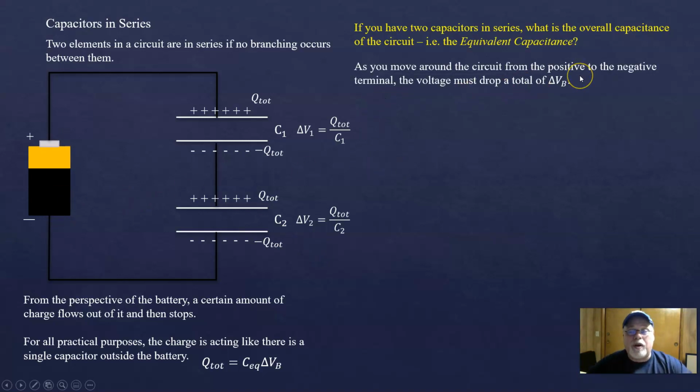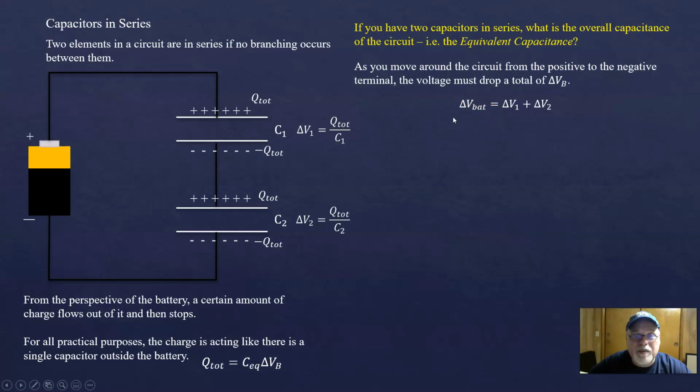As you move around the circuit from the positive to the negative terminal, the voltage has to drop a total that's equal to the potential of the battery. All right? In other words, if we add delta V1 and delta V2, they're just going to be equal to the potential of my battery, right?